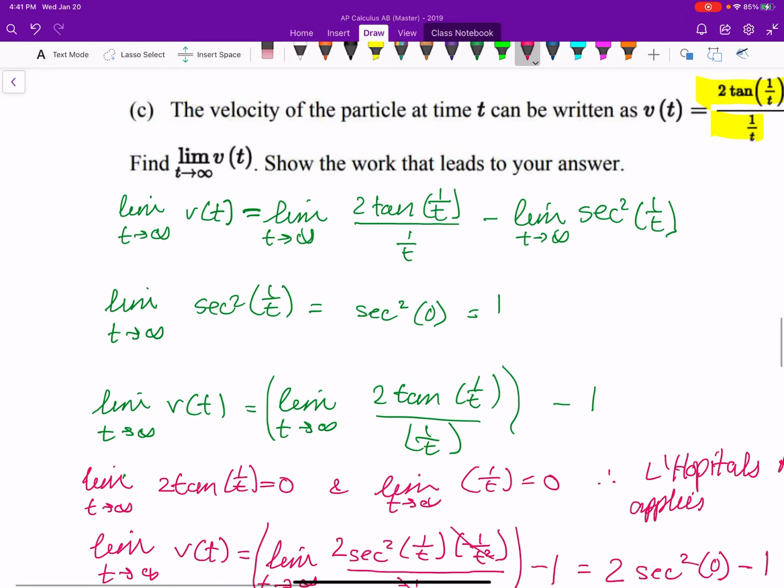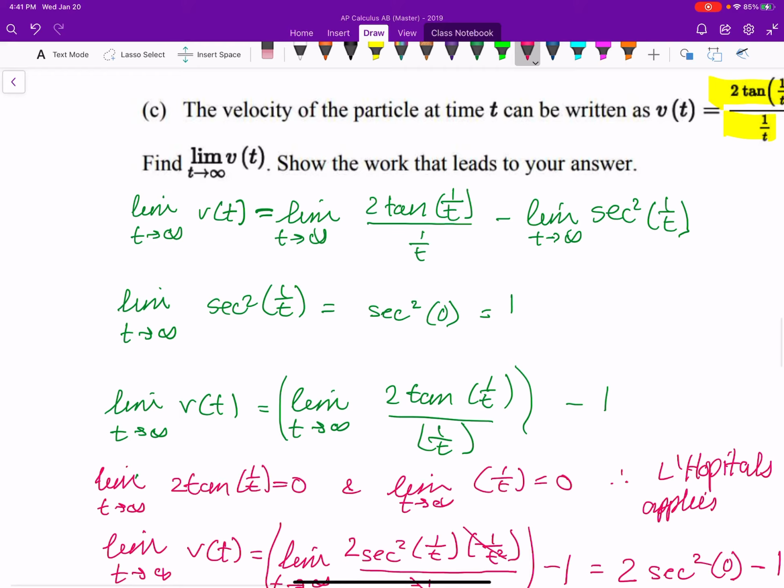So I know that the limit as t approaches infinity of secant squared of 1 over t is going to be the same as secant squared of 0. Secant of 0 is 1, squared is 1. So this part of it is equal to 1. So I'm going to write that out here, and then I'm going to just deal with this limit inside the parenthesis, if you see that.